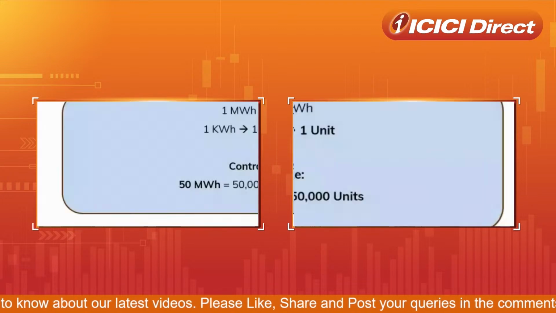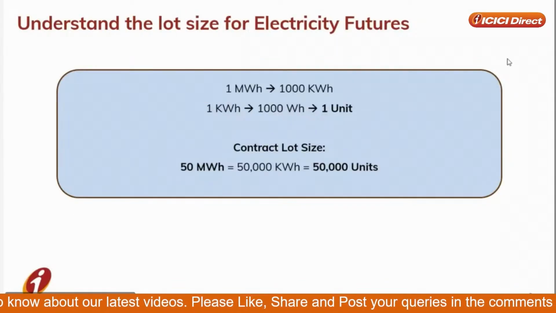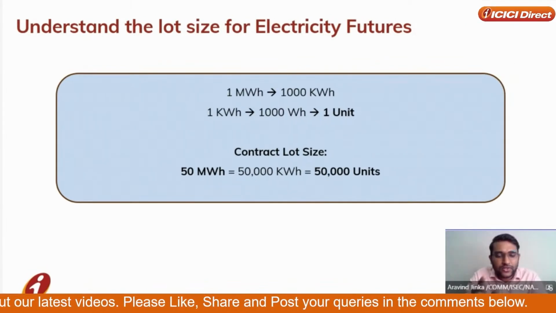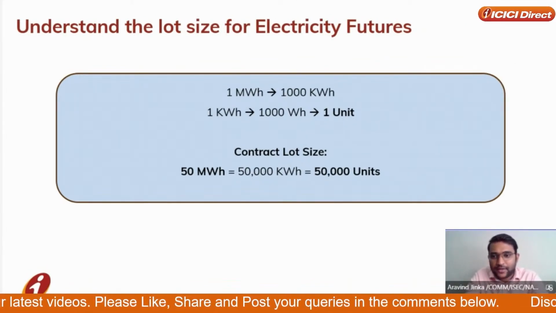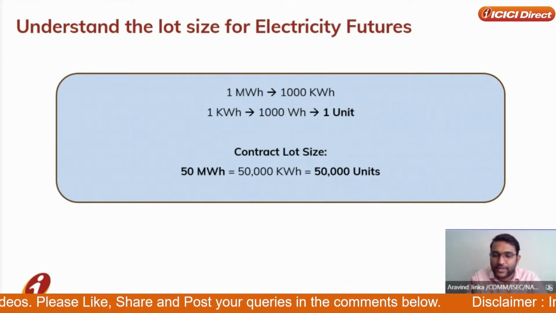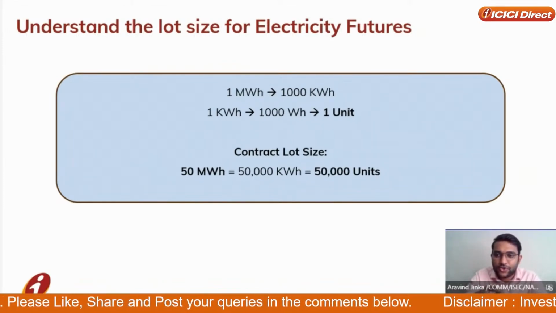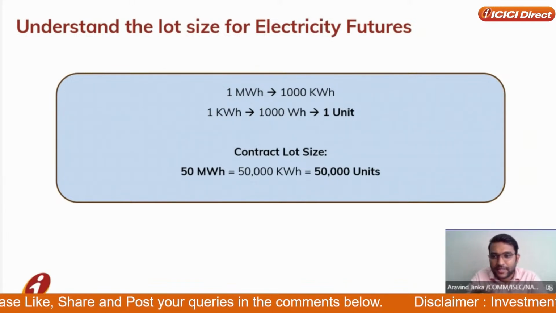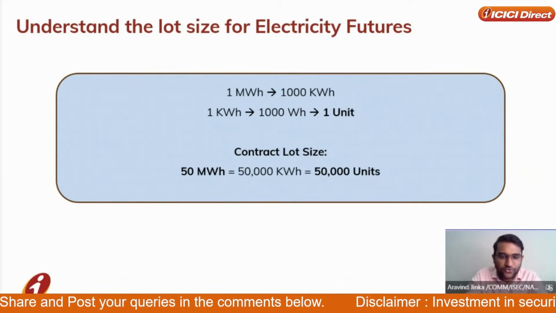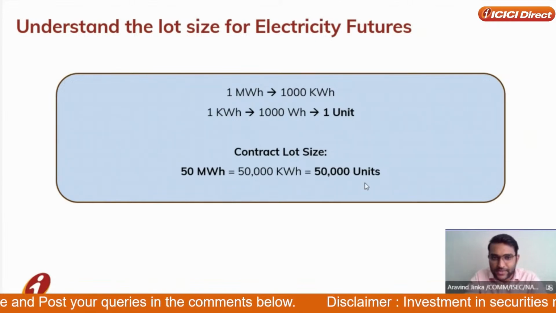In your electricity bills you will be seeing consumption in terms of units, correct? So this is a 50 megawatt hour contract. One megawatt hour is nothing but 1000 kilowatt hours, and 1 kilowatt hour is nothing but 1 unit. So the units consumed that you see in your electricity bills is nothing but 1 kilowatt hour, which is 1 unit. So 50 megawatt hours will become 50,000 units.